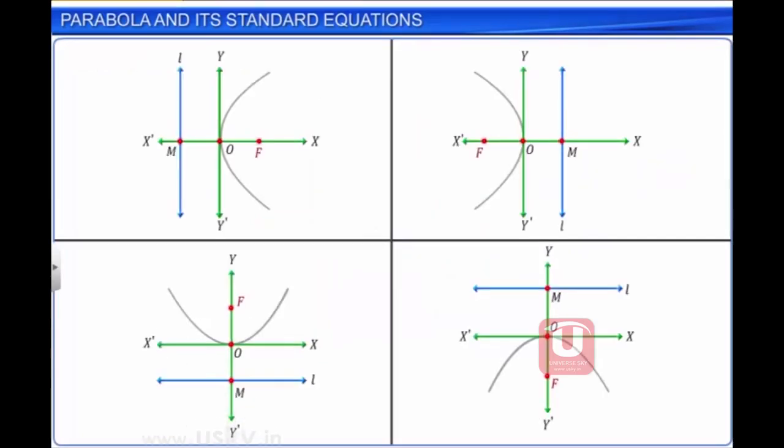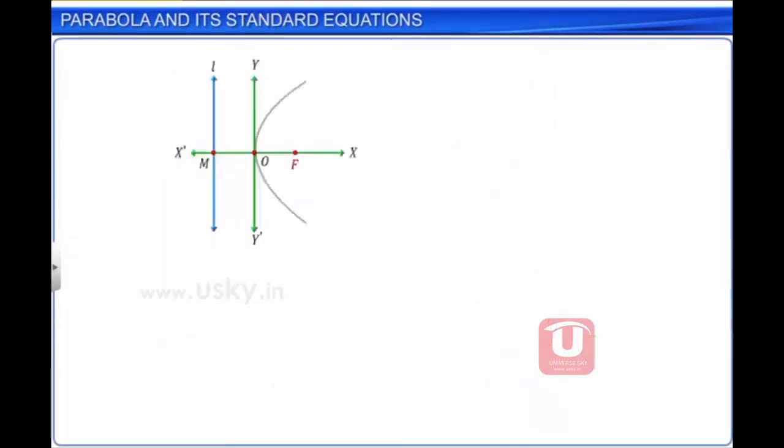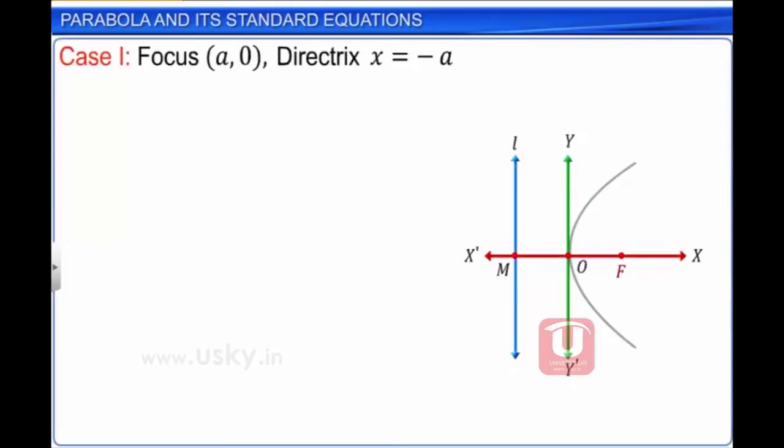If we consider a parabola with its vertex at the origin and its axis along the x or y axis, then there are four distinct possibilities. We can have the axis of symmetry of the parabola along the x-axis with the focus of the parabola on its positive side and the directrix cutting the negative side.